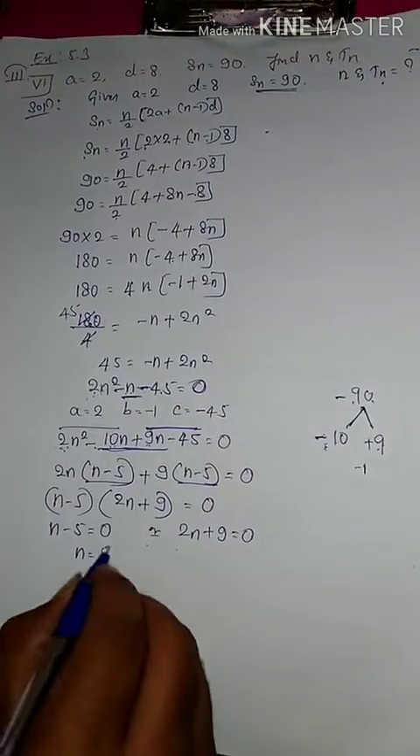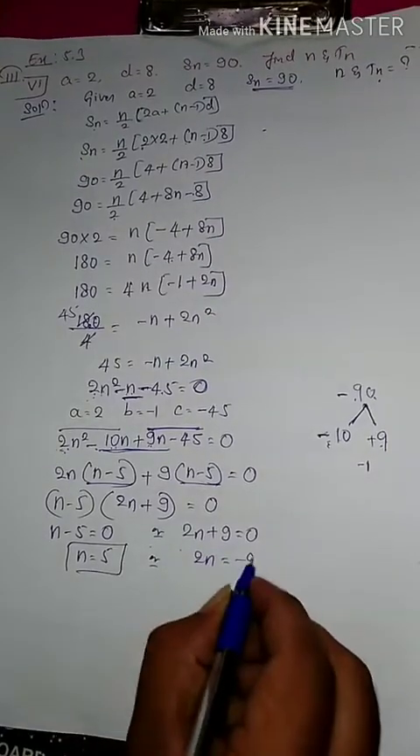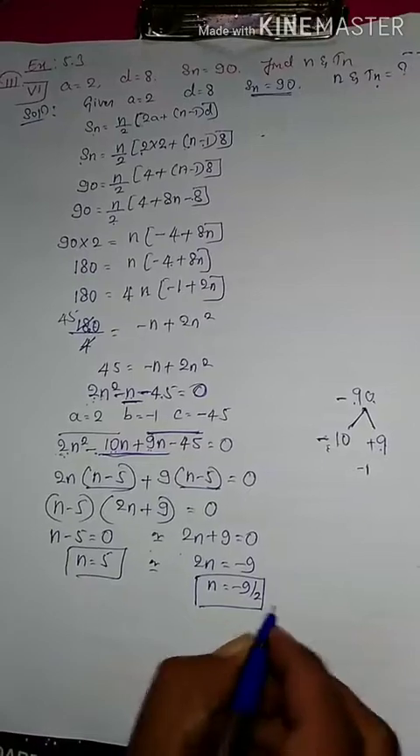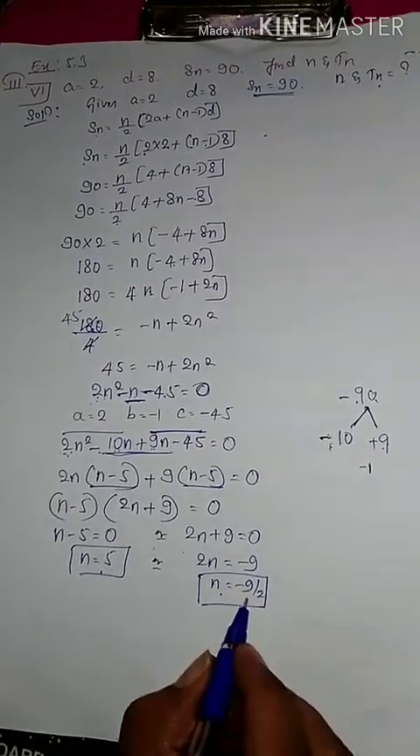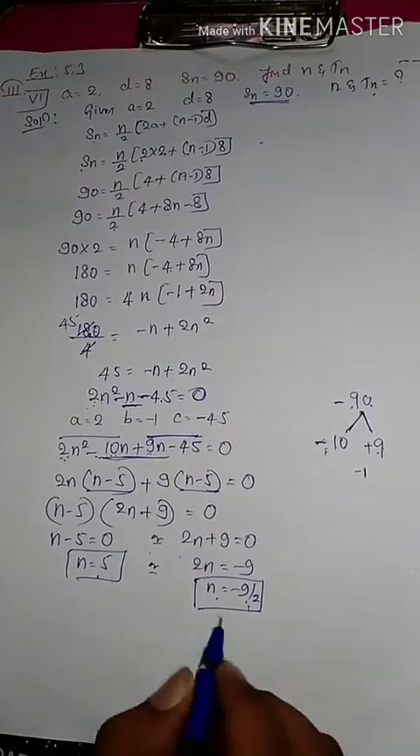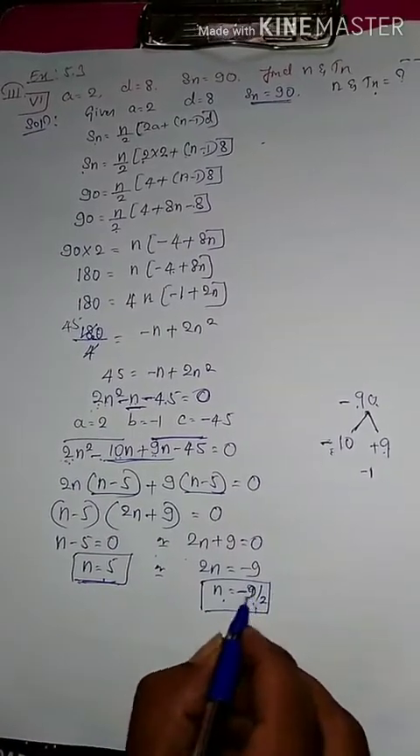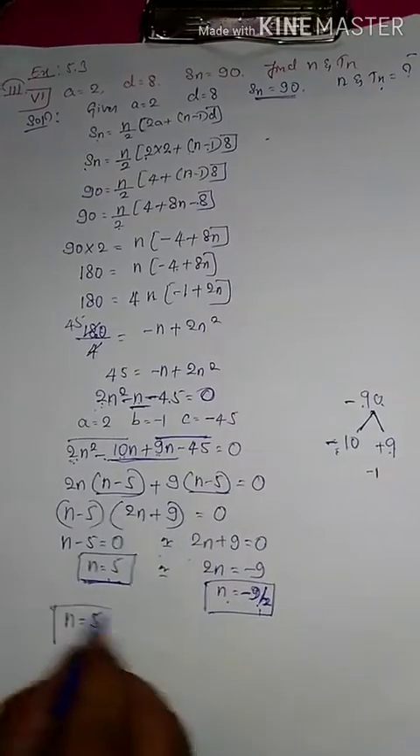So n is equal to 5, or 2n is equal to minus 9, or n is equal to minus 9 by 2. So already we know that n is always a positive integer, n is not a negative integer, and n is not a fraction, and n is not a decimal number. Therefore n is always a positive integer. So don't consider this fraction value, only consider the positive integer. n is equal to 5.